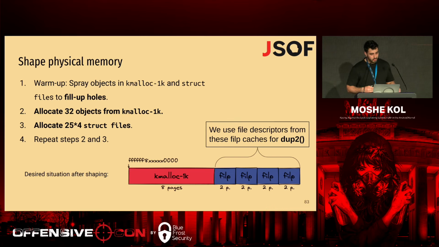So our strategy for the shaping of physical memory is fairly simple. We will do a warm-up round by spraying objects in kmalloc-1k and struct files to fill up any holes. And then we will repeatedly execute steps 2 and 3. So we will allocate 32 objects from kmalloc-1k, so this will create a new kmalloc-1k slab. And then we will allocate 100 struct files, and this will allocate 4 new filp slabs. And we hope that the shaping will succeed.